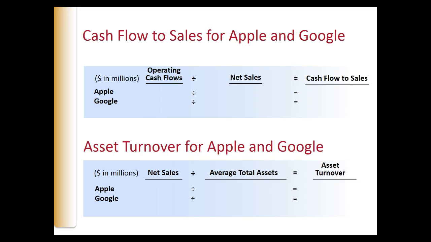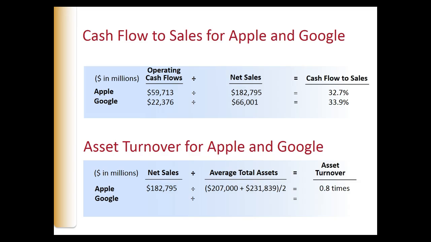Now, in this slide, we calculate cash flow to sales and asset turnover for both companies. The cash flow to sales ratios support our expectations regarding the business strategies of Apple and Google. Both of the companies report high cash flow to sales ratios of 32.7% for Apple and 33.9% for Google. Both companies also report asset turnover below 1, which indicates a high margin rather than a high turnover strategy. However, Apple generates a slightly higher asset turnover than Google. That helps to explain why Apple's overall cash return on assets is higher than Google's.